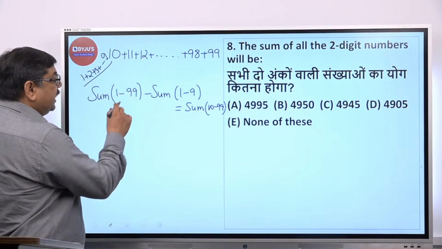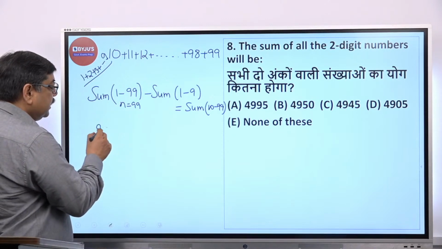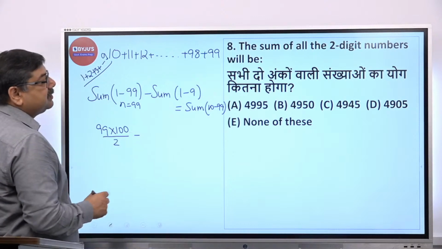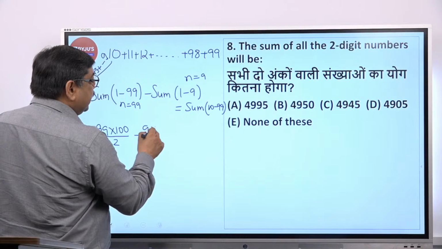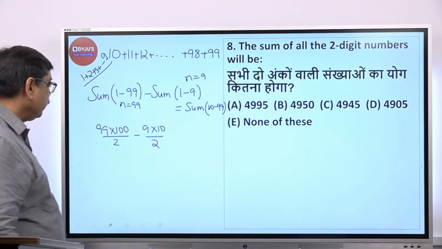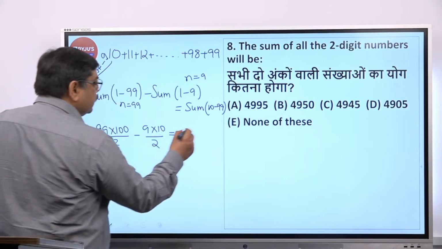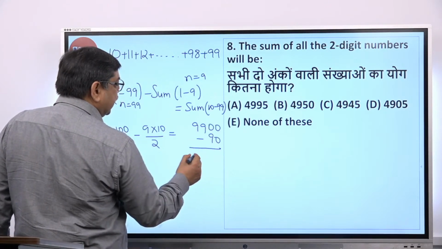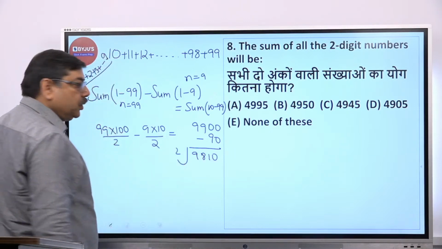So 1 to 99, and here n is nothing but 99. Okay. What will be the sum? 99 into 100 by 2 minus, here the value of n is 9. Okay. So it is 9 into 10 by 2. Alright. Now this will give us the answer. So the division by 2 we will do later on. So simple as that, you have 9900 from which you have to reduce 90. So you get 9810 which you have to divide by 2.